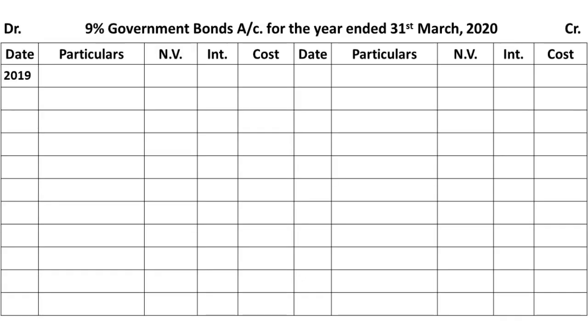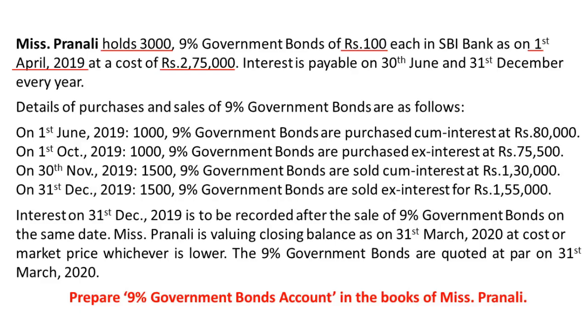Now we will record the same transaction in the investment account, that is the 9% government bonds account. Investment is an asset. An asset always shows a debit balance. Therefore, on the debit side, we will record the date first and then we will record to balance brought down. Nominal value is 3 lakhs rupees, the amount of interest that we have calculated is 6,750, and cost is given in the problem itself, 2,75,000. Let us move to the next transaction.